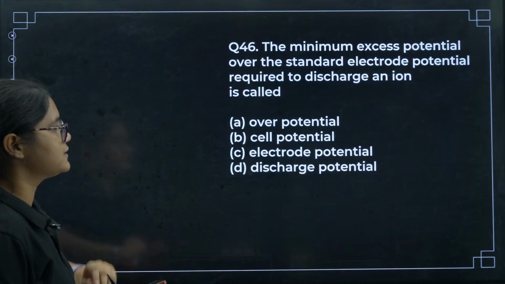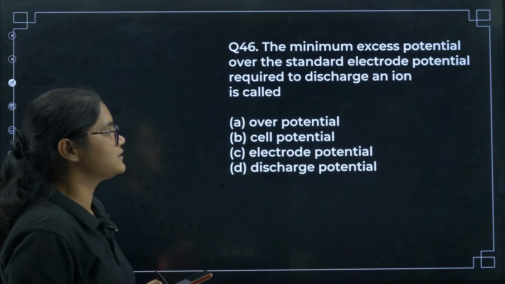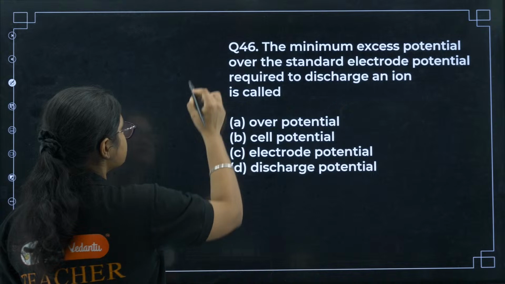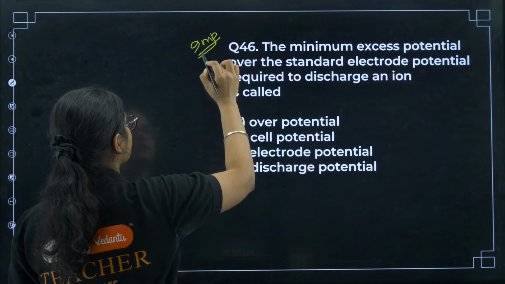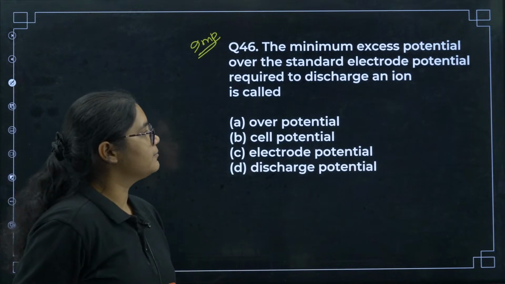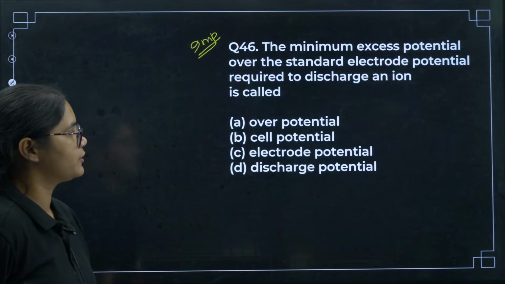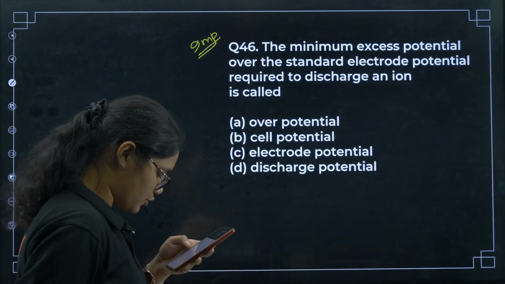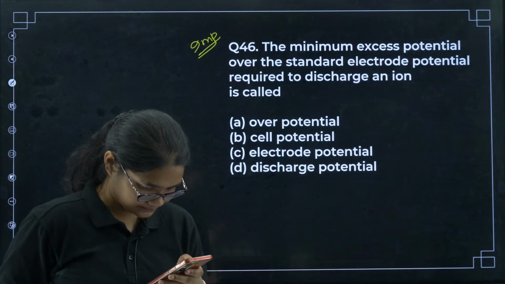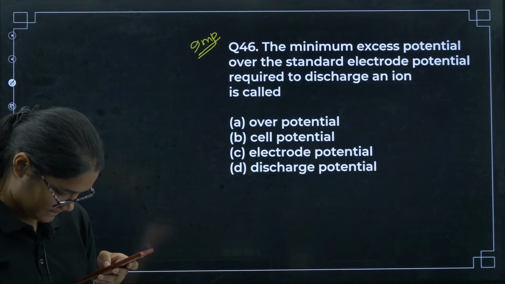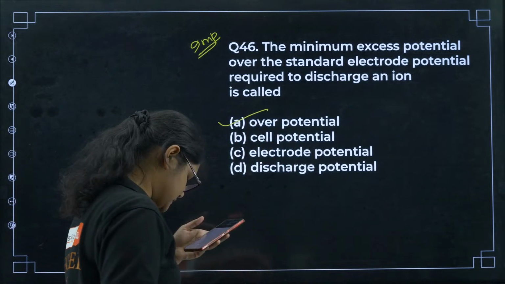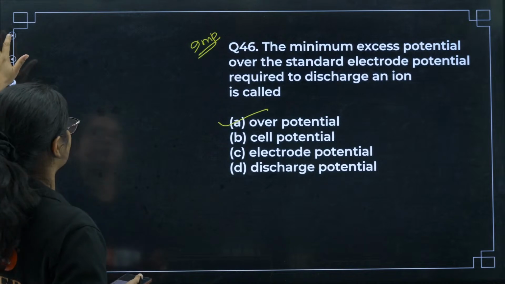Next, question number 46. The minimum excess potential over the standard electrode potential required to discharge an ion is called as. This is again an important question. This question was there in some of the previous year questions I have seen. Can you guess this answer? Yes, very good. A is the correct answer, that is overpotential.